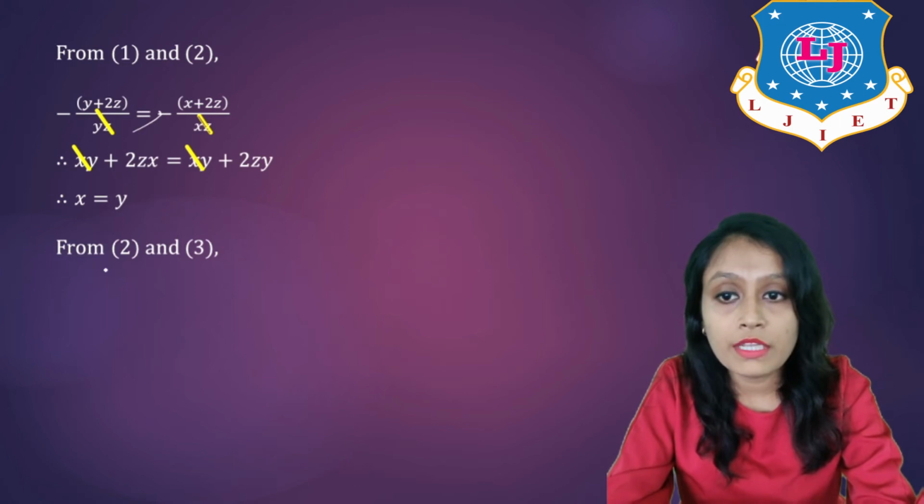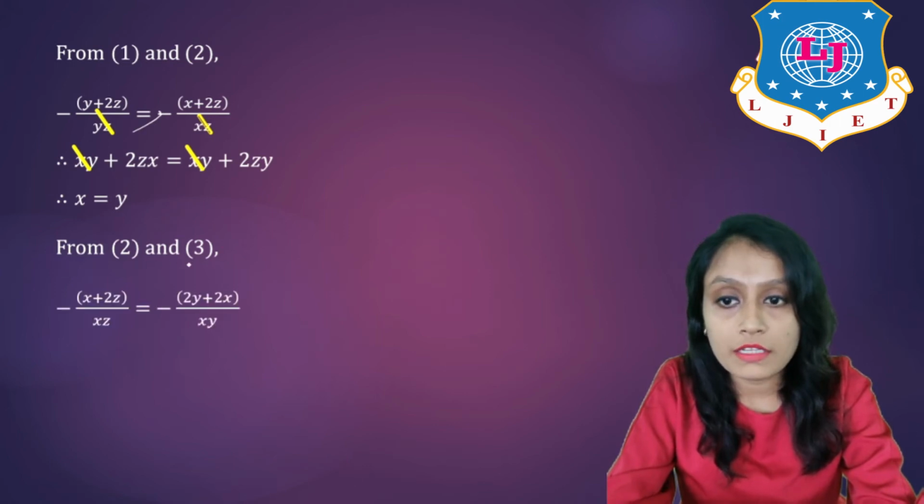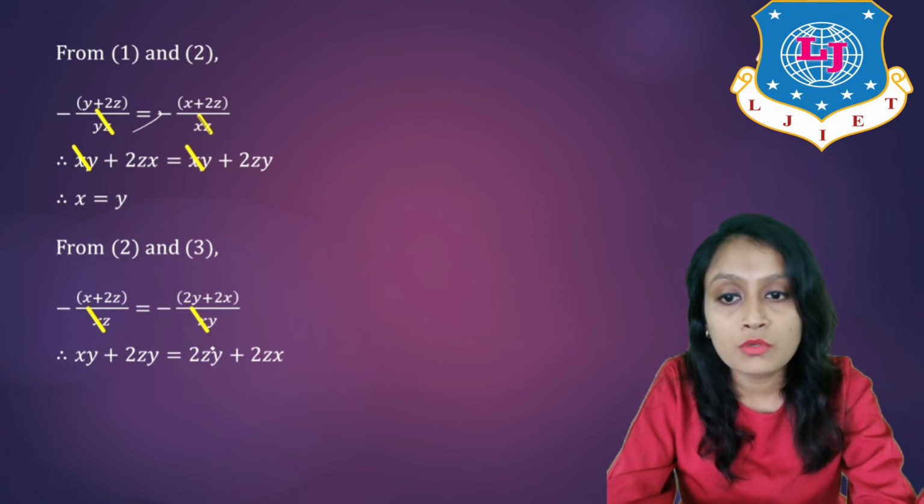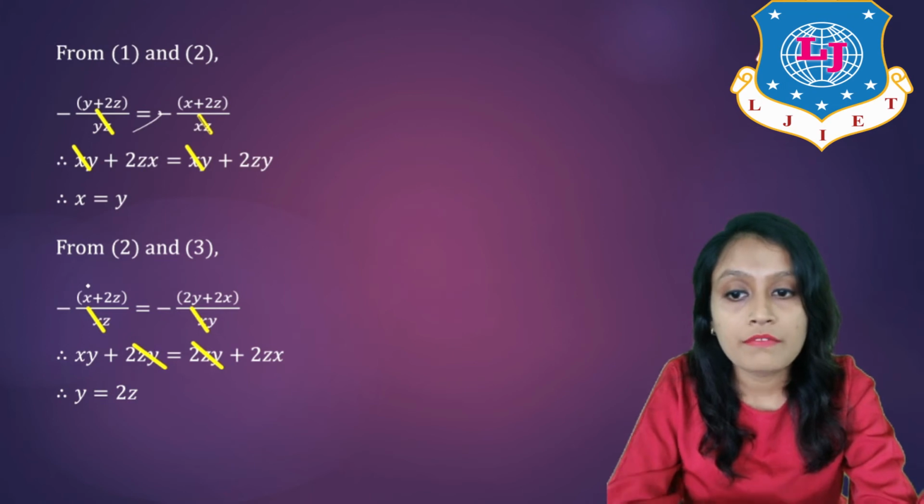Next, we have to equate equation number 2 and 3. On equating you will get minus (x plus 2z) upon xz is equal to minus (2y plus 2x) upon xy. Again this x will get cancelled, minus will get cancelled, multiply y here and multiply z here. So you will get xy plus 2zy is equal to 2zy plus 2zx. Again this 2zy will get cancelled, and what remains is y is equal to 2z.